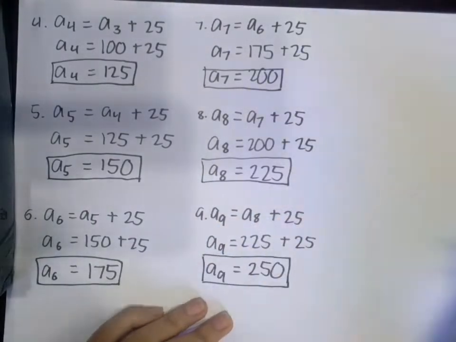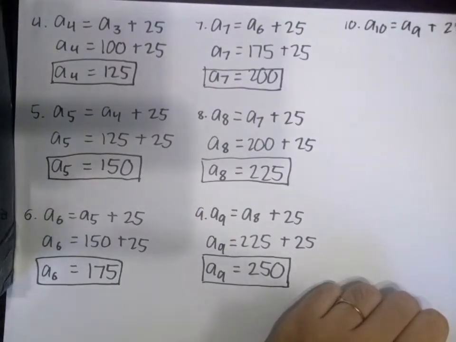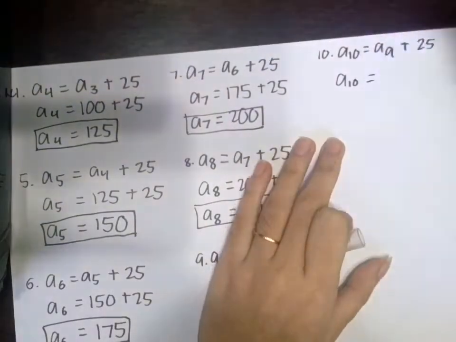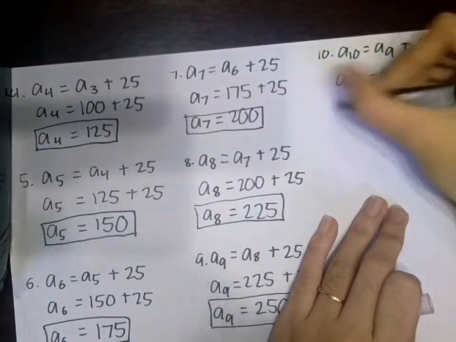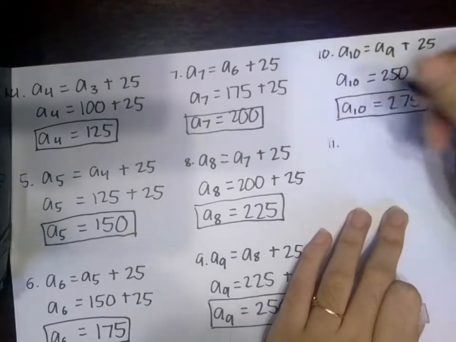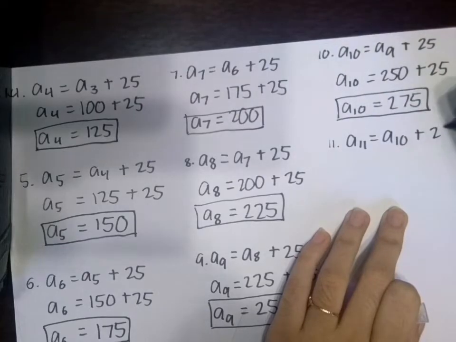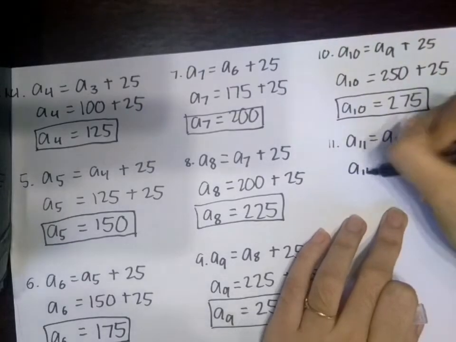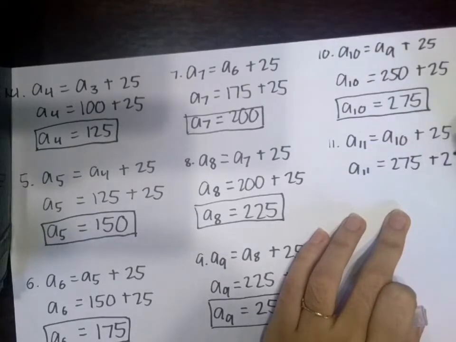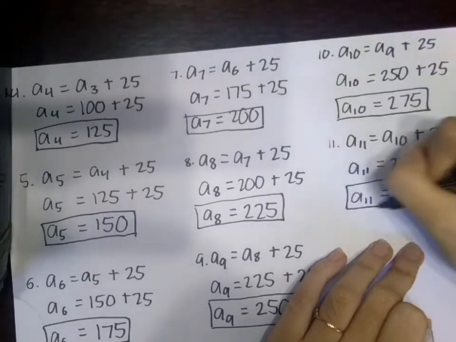For the 10th term, we will be using a sub 10 = a sub 9 + 25. Substitute a sub 9 with 250, then add 25, which results in 275. For the 11th term, let's use a sub 11 = a sub 10 + 25. Substitute a sub 10 with 275, then add 25, which will give us 300.